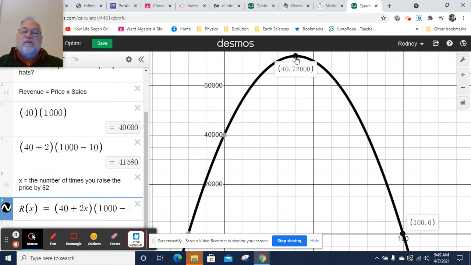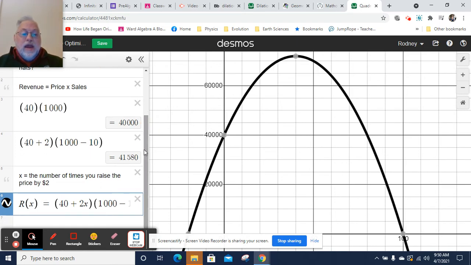And here is what's called the vertex. This is the peak. This is the highest the y value or r of x can possibly be on this graph. It is after 40 price hikes, you will be making $72,000. So x is 40, and this is the most you'll be able to make. You will have lost customers. Each of those 40 times you raised the price, you lost 10 customers, which means you've lost 400 customers at this point from your original 1,000. But you're making more money because you have not lost enough customers to start losing money.